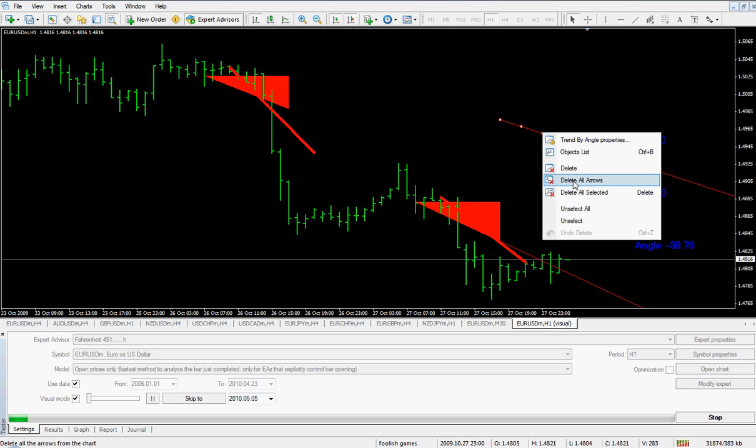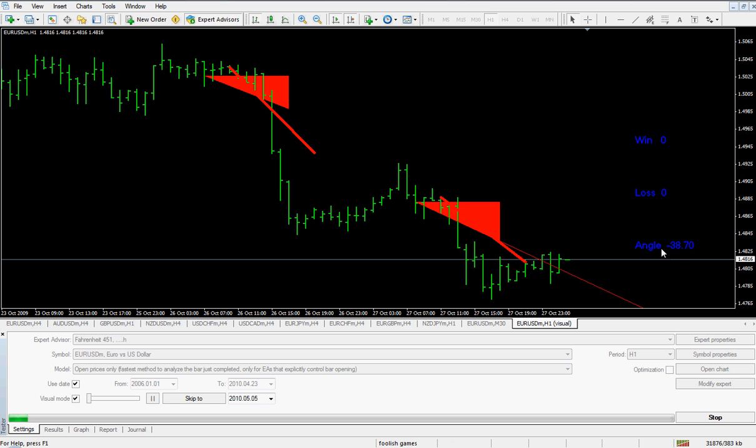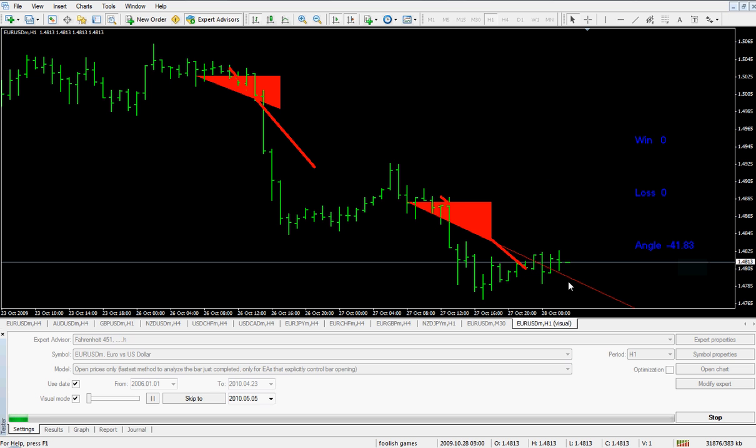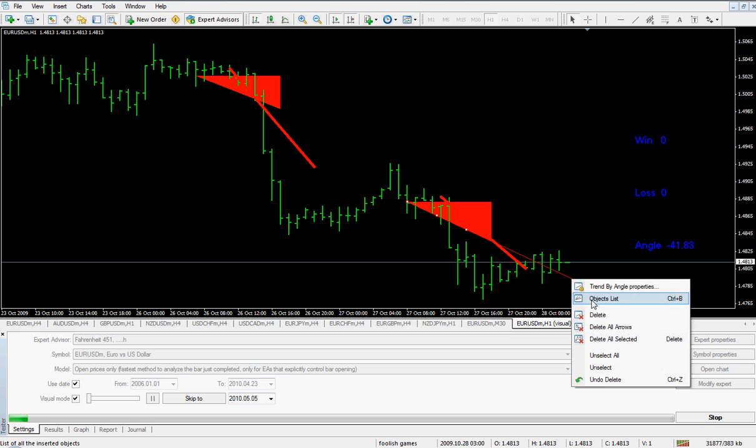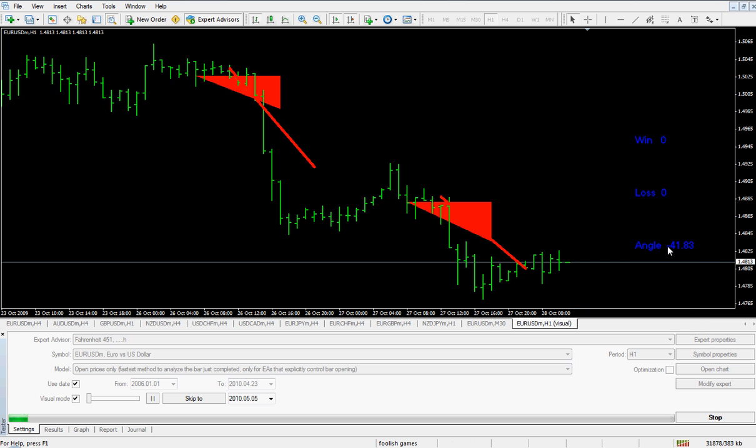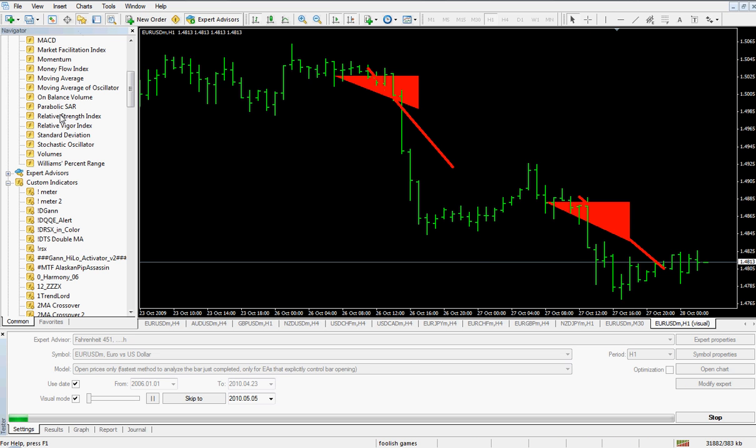So, delete. My numbers are right here. This, and let me get rid of this. Delete. This angle is right here. That's this line. The triangles are not going to move. They could move, they're not going to move. I want them out of the way. I just want this. And let me put the moving average on there.